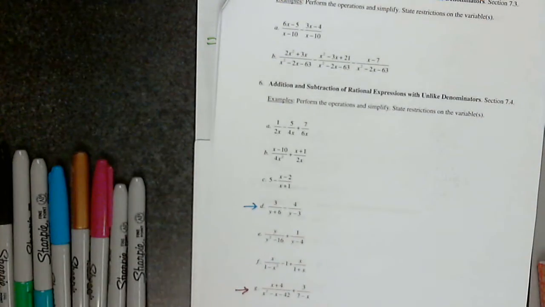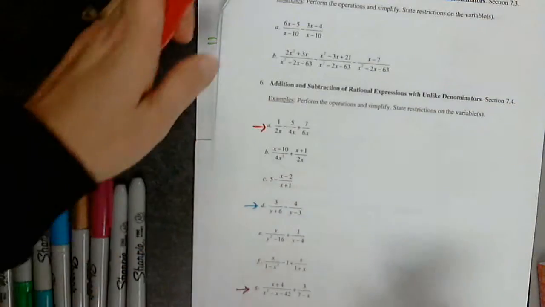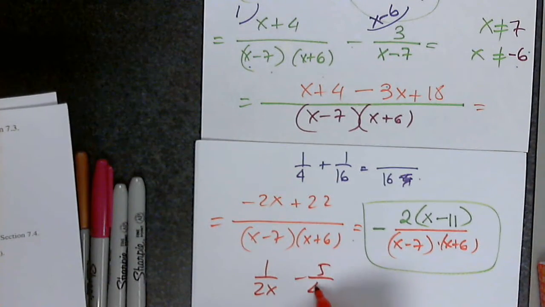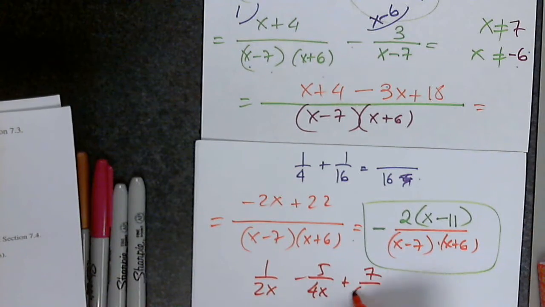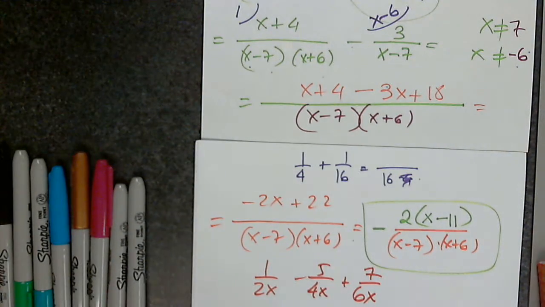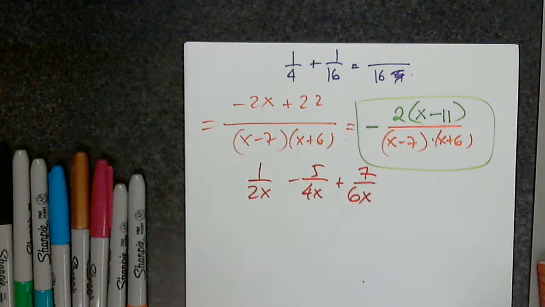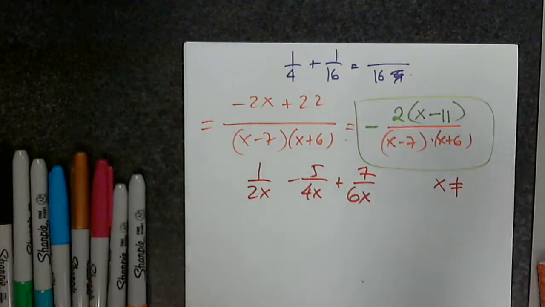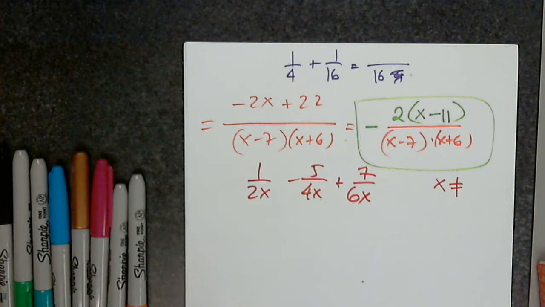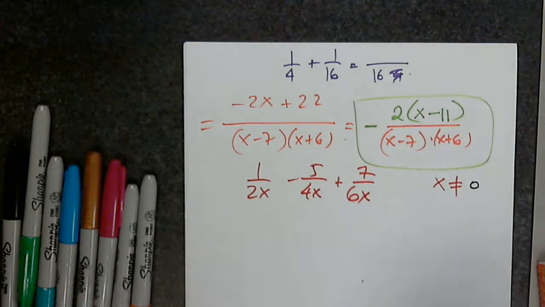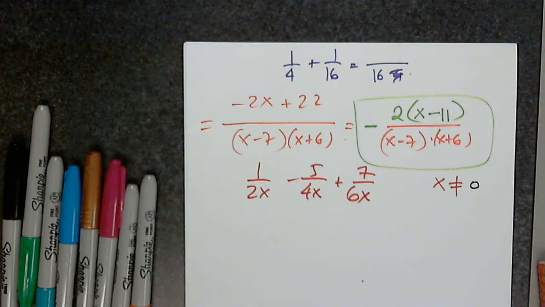We do A. Which one? A. Very good. So let's do A. 1 over 2x minus 5 over 4x plus 7 over 6x. Here's what I recommend. Of course, the only restriction will be x not equal. Perfect. Very good. And I recommend the following calculations on the side.